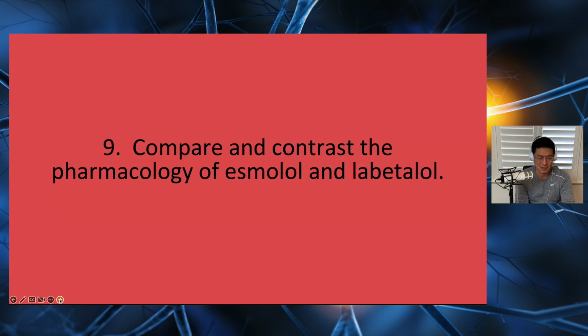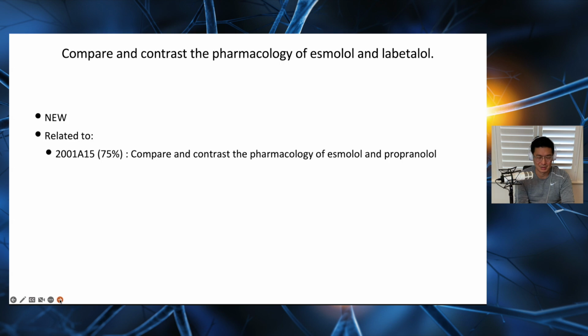Okay, red one. Question number 9: compare and contrast the pharmacology of esmolol and labetalol. And this is new, but it is related to 2001 A15 with a high pass rate of 75%. Compare and contrast the pharmacology of esmolol and propranolol. Yeah, look, I thought about this one and I thought maybe I'll put this as an intermediate, but then I thought, okay, labetalol. I guess that's what makes this challenging.